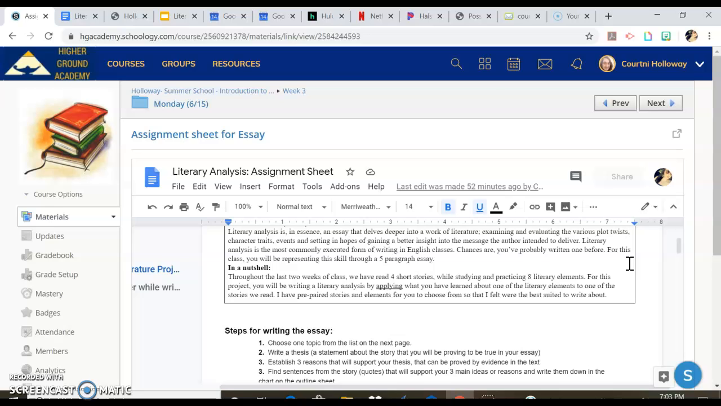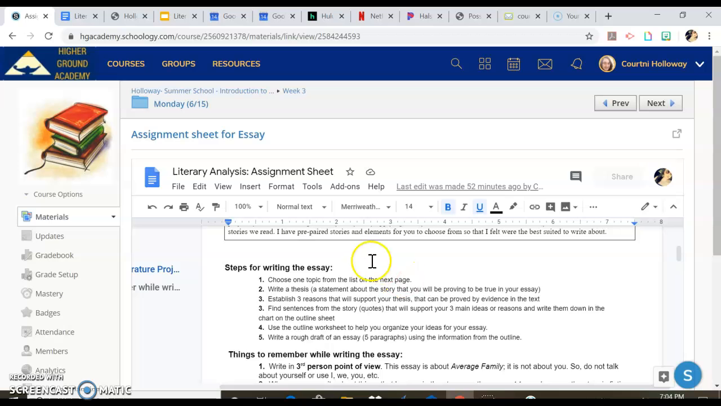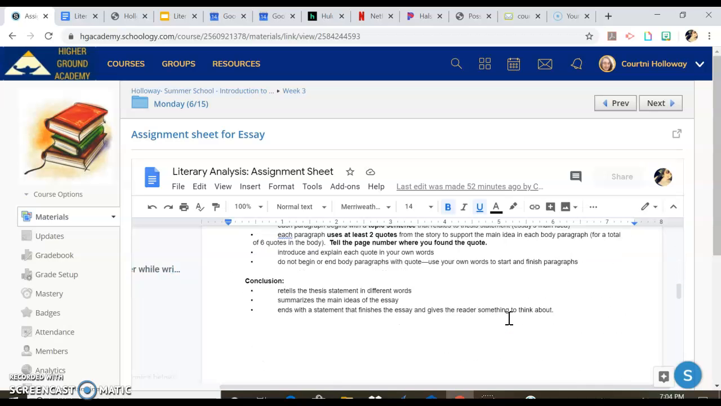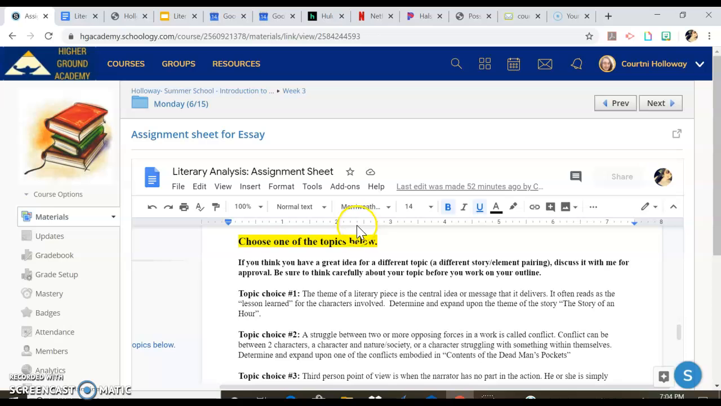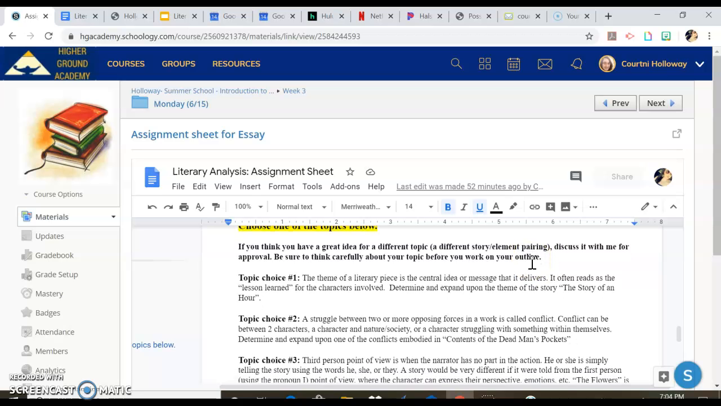Technically, you could pick your own literary element and your own story and pair them up yourself. But what I've done to make your life a little bit easier is I've prepared the stories and elements for you to choose from, just going off of the ones that I felt were the best suited to write about, stories that were really good representations of various elements. So starting in this, what you'll do is you will choose a topic from the list on the next page. So you'll want to go to page 2, and it says choose one of the topics below. Like I said, if you have a different idea for a story and element pairing, please let me know. But here are the choices that I've come up with.